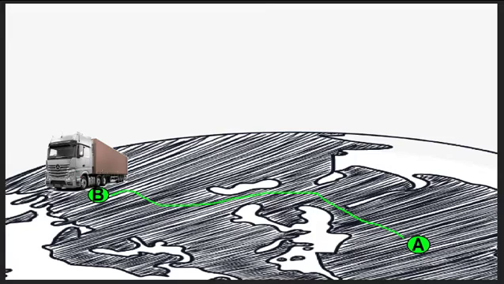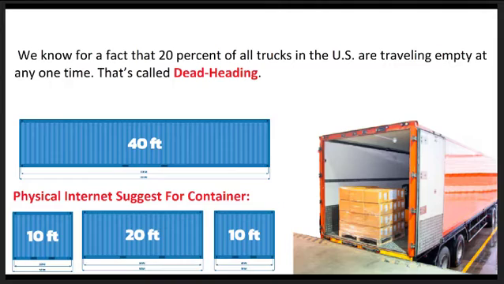We know for a fact that 20% of all trucks in the United States are traveling empty at any one time. That's called deadheading. Having dropped off the load they were carrying, they now have to drive to the location where their next load awaits. Reducing the amount of deadheading is one of the keys to reducing inefficiency in trucking. The physical internet suggests that the optimum means of transporting goods is by agreeing on a standardized set of boxes that could snap together into one 40-foot container. This would free the supply chain from fragmented shipments and proprietary dedicated networks.